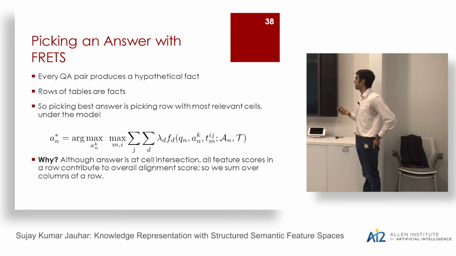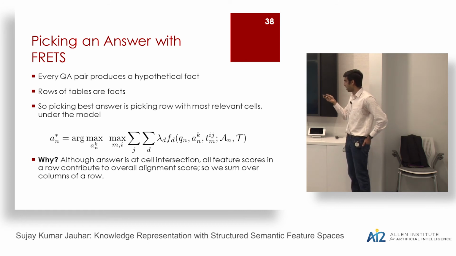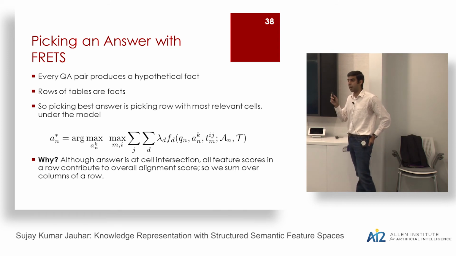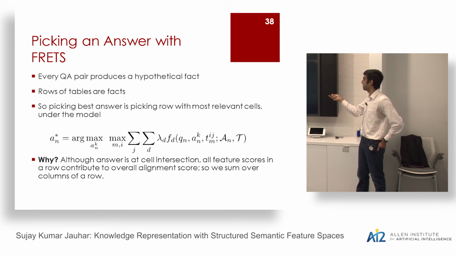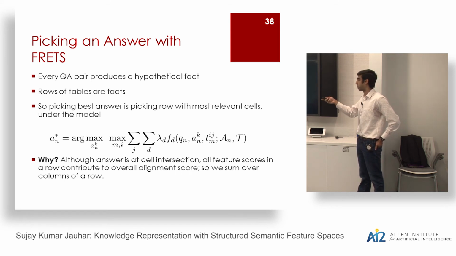And it can be used to answer questions by basically taking the score of the row over which you have assigned maximum individual scores. Why do you do this? Well, it turns out that although the individual answer might be at a particular cell, because of the way we featurize our alignments over an entire row, we have to take the sum of the entire row to find the best answer.